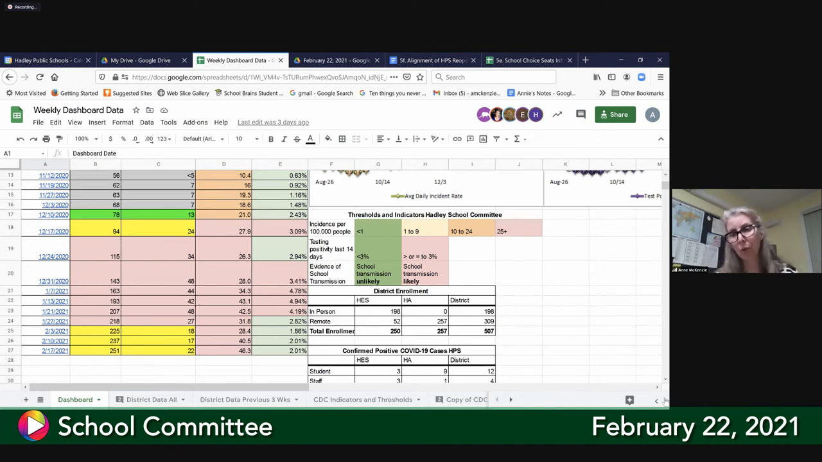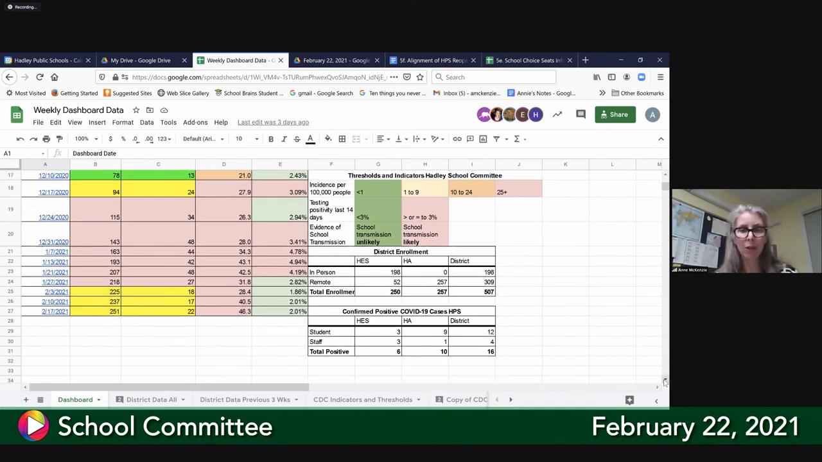In terms of total district cases, this includes the information that I most recently gave families. We had one additional case of a student that we were notified of over break. And so we're up to a total of 16 cases in the district, and you can see those at both schools. Those are the data for this week.